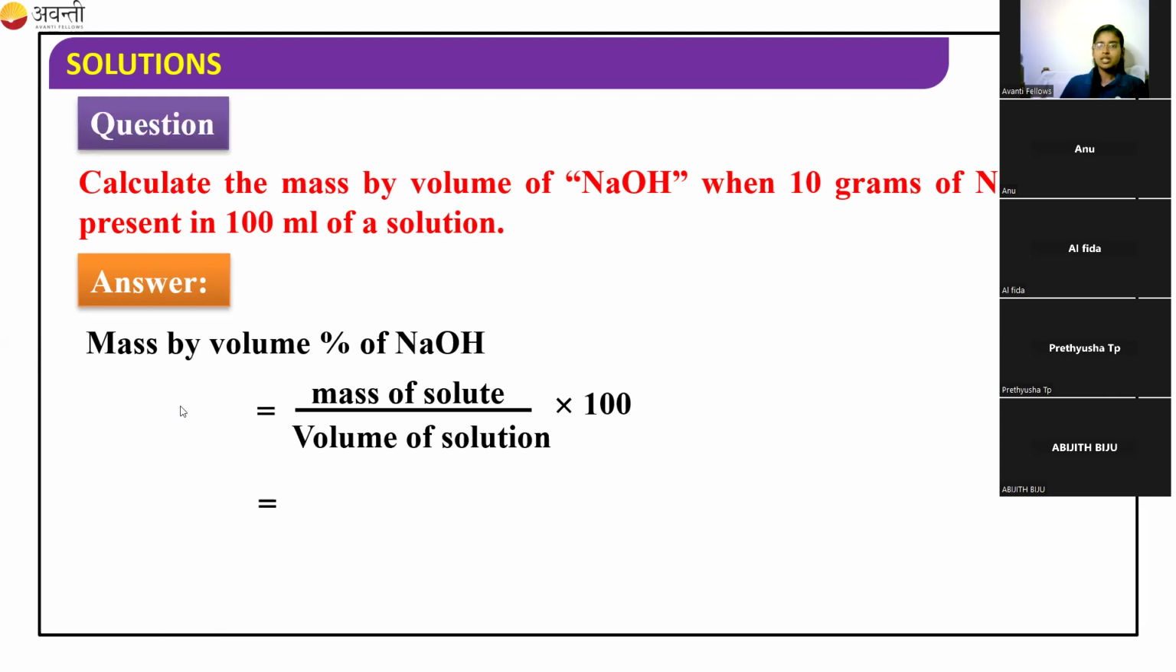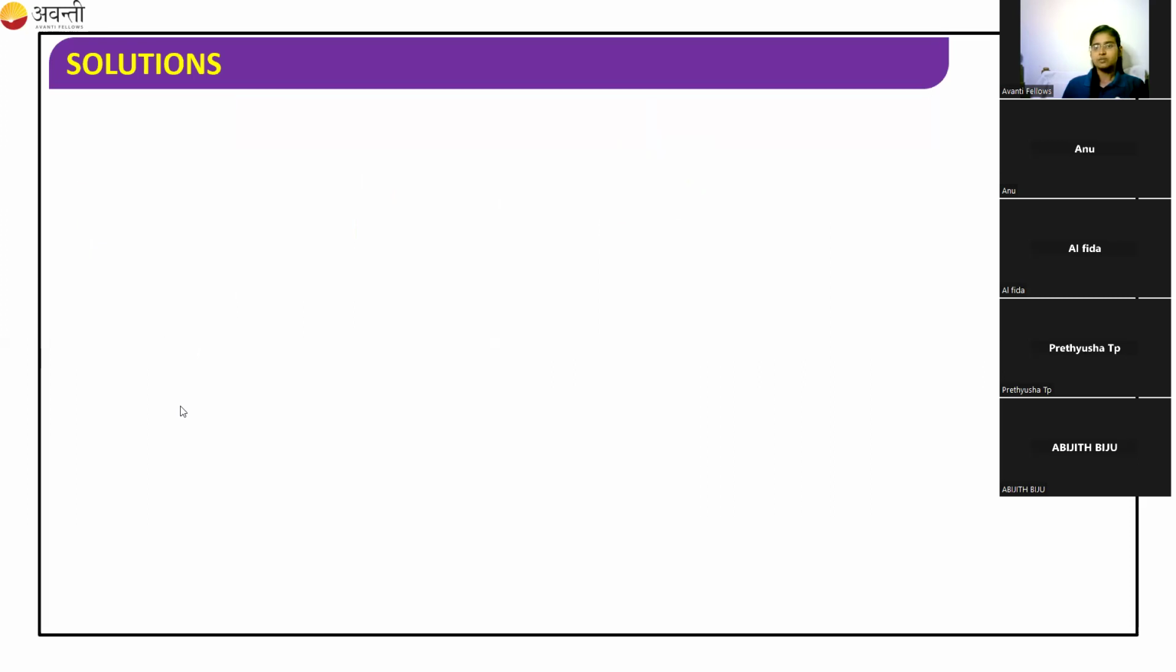Who is the solute here? Sodium hydroxide is the solute. Very good. It is a pellet kind of thing. So the mass of solute is 10 gram. The volume of the solution is 100, into 100. So the answer is 10 gram. Very good, students. Very good.